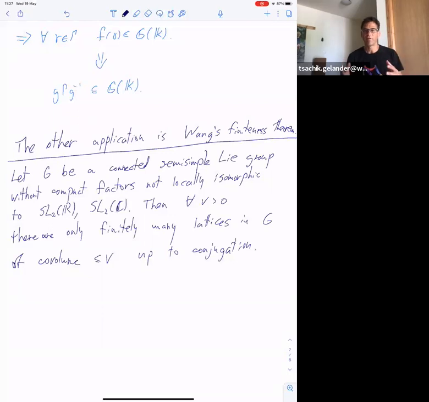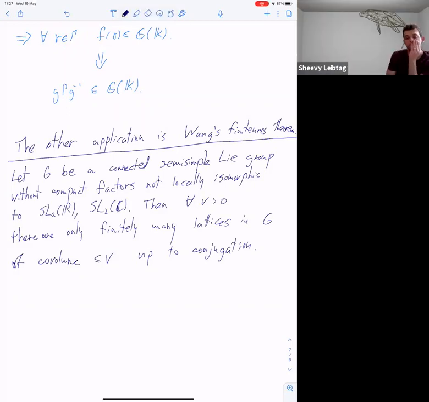You have even one lattice. It has continuously many deformations. Each of them gives me another lattice, which is usually not conjugate to the original one. They're always isomorphic as groups, but they're not conjugated.